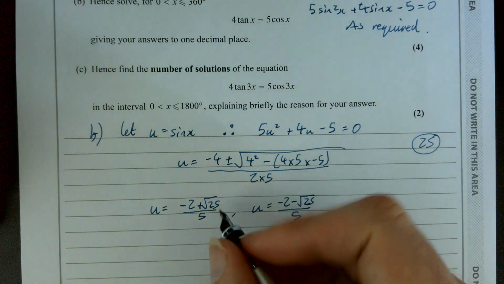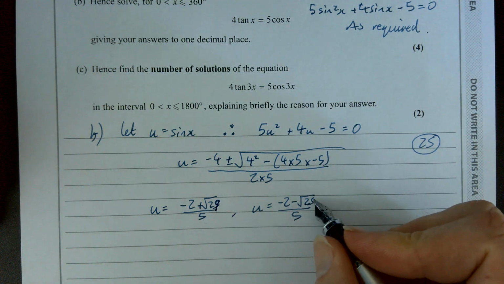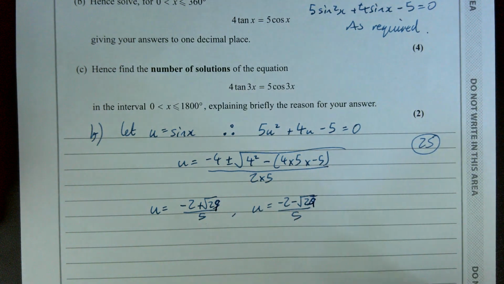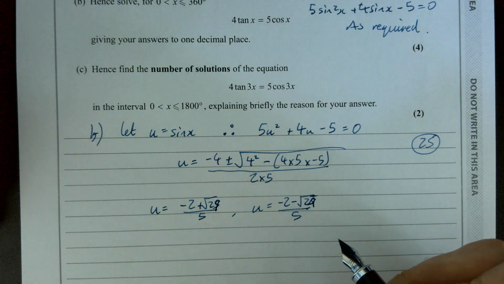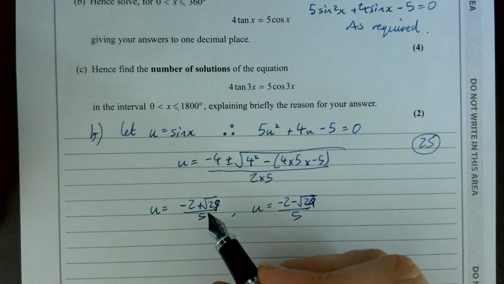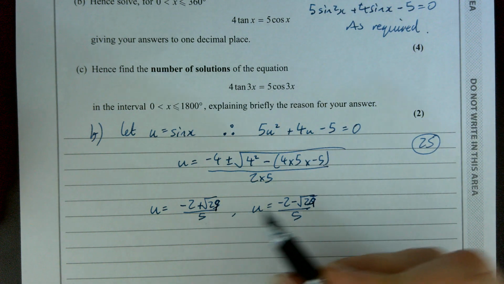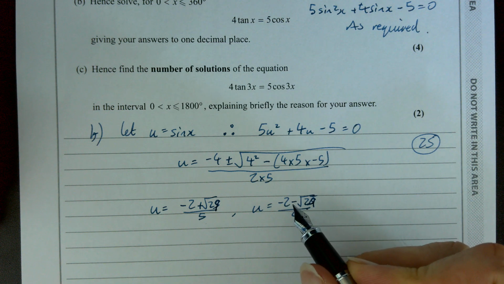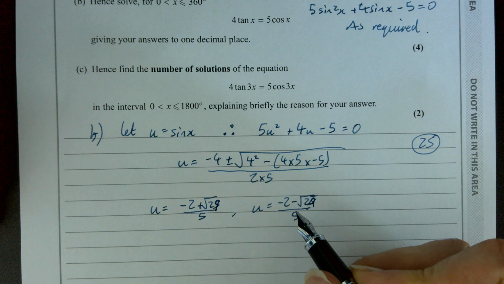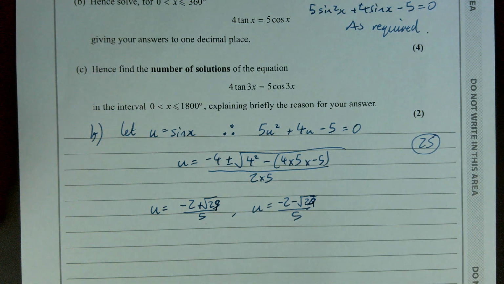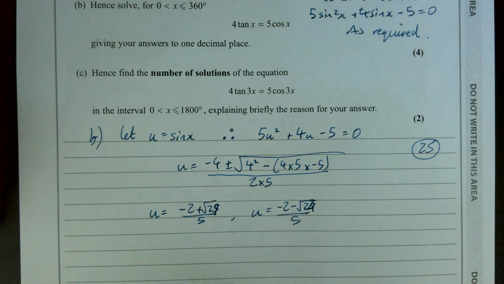Sorry, miscalculated from my calculator. It's root 29, isn't it? Not root 25. Of course, root 25 would have been 5. Now, this is going to give us a positive number, but this is going to give us a negative number. So we don't want that. Sorry, it's not the fact that it's negative.